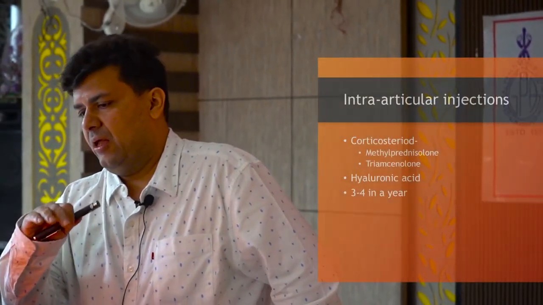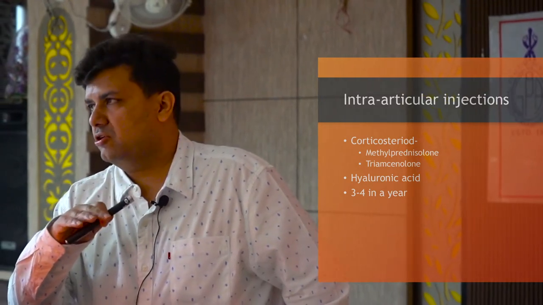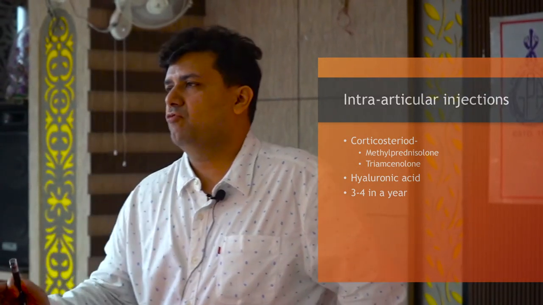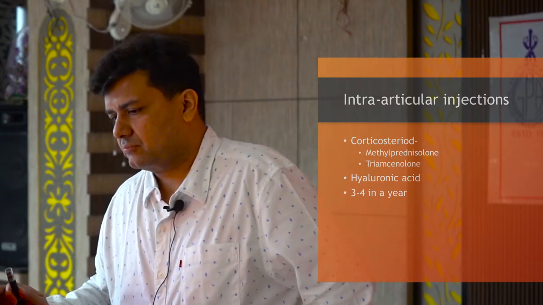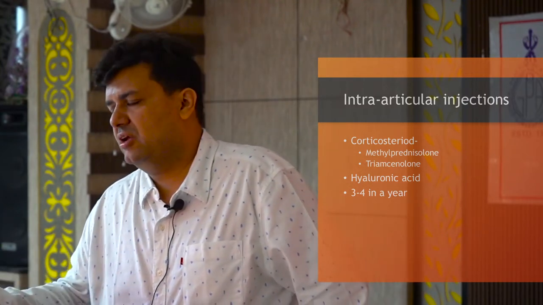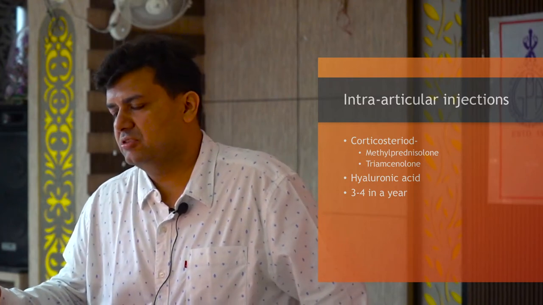Now, if the patient is not getting relief from the medications, the next step is intra-articular injections. Intra-articular injections can be corticosteroids. Usually there are two types of corticosteroids, methylprednisolone and triamcinolone. Methylprednisolone, what we commonly say Depomedrol, and triamcinolone is Kenacort.